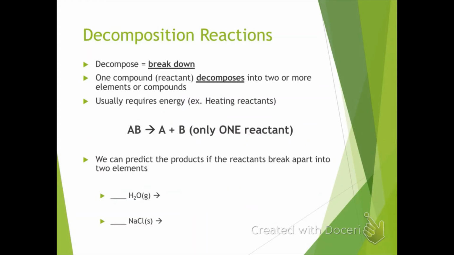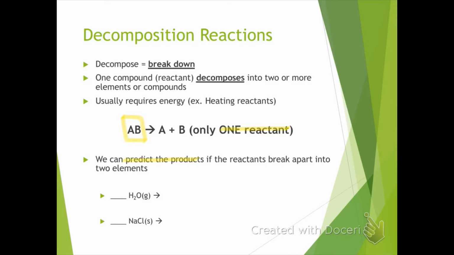Our second type is a decomposition reaction. That word decompose means to break down or break apart. So we're taking one single reactant and breaking it down into 2 elements or its compounds. Most of the time, this is going to require energy to do. Again, this is something where we can predict the products.